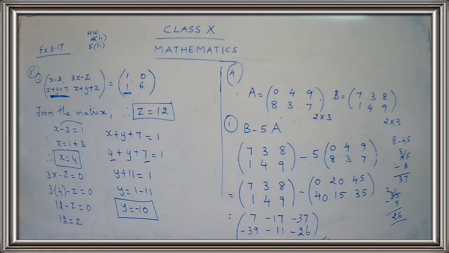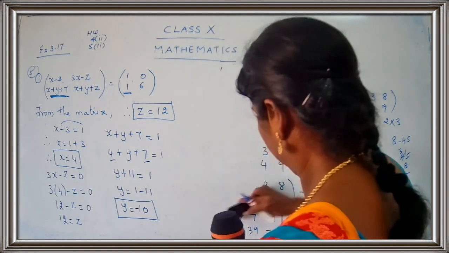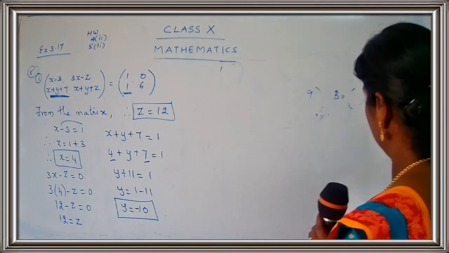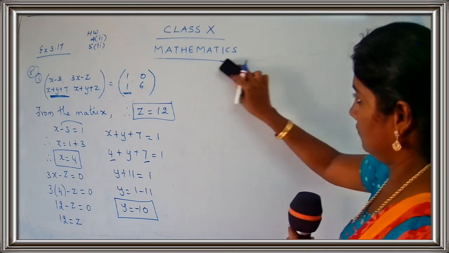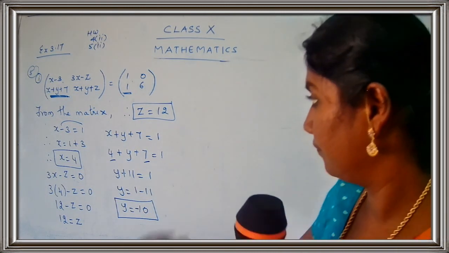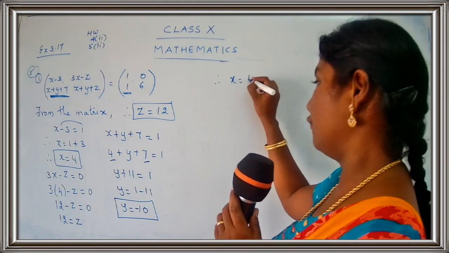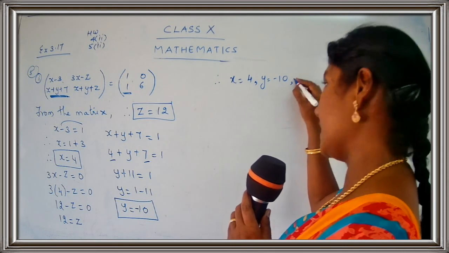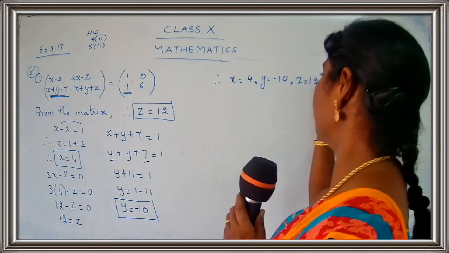So we have found all the three values, yes children, x, y and z. So let us write down the final statement for that. Therefore, x is equal to 4, y is equal to minus 10 and z is equal to 12. So this is the final answer.